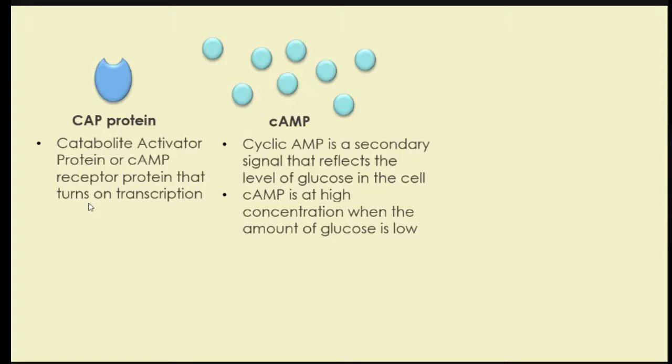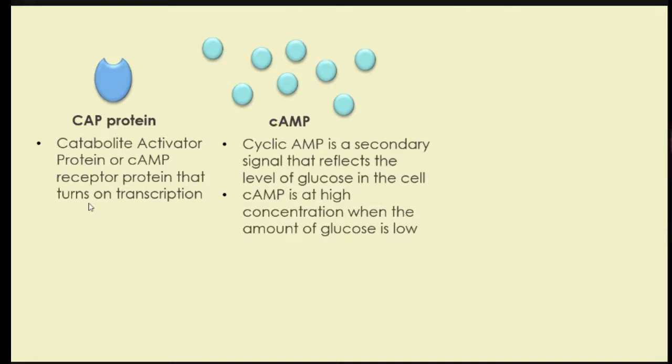When cAMP is at high concentration when the amount of glucose is low. Again, kapag yung environment ng bacteria mababa yung amounts ng glucose, walang glucose sa environment ng bacteria, kailangan niya i-transcribe yung lac operon para magkaroon siya ng second source of energy, which is your lactose.